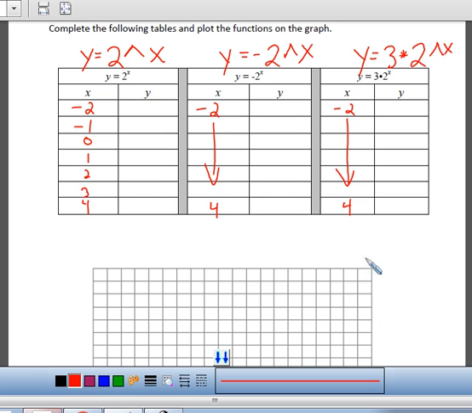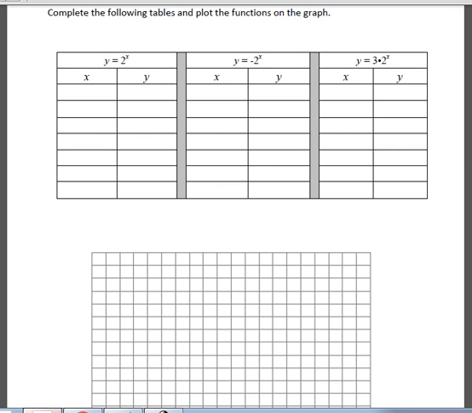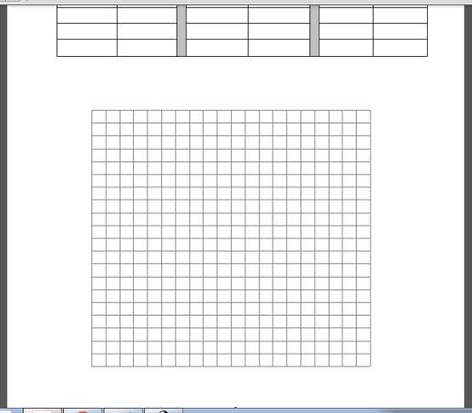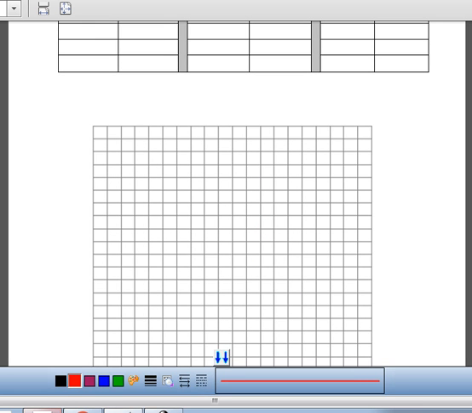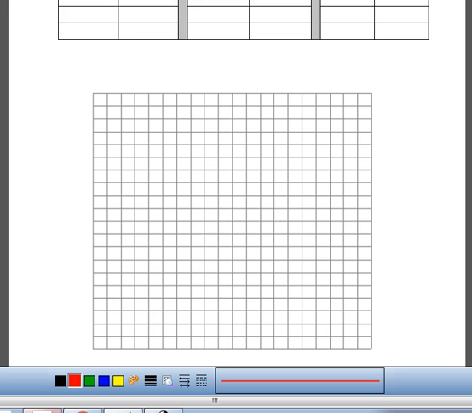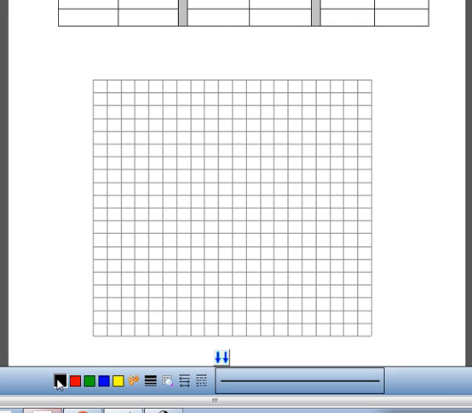Now when you graph them, you need to label them, and I'll show you what it's going to look like in just a moment. So let me scroll down. Now, to help you set up your grid, let me bump this down a little bit. There we go. That's better.